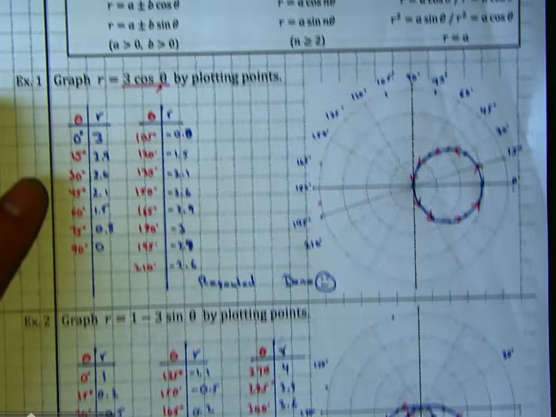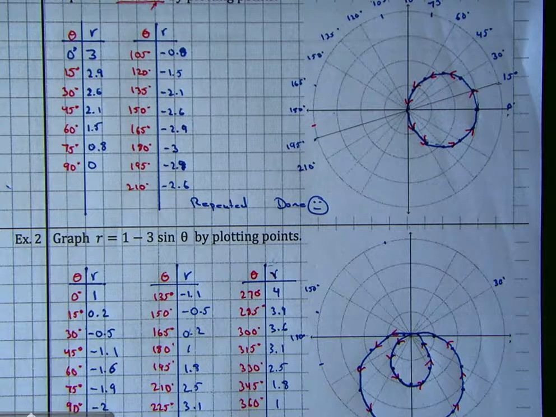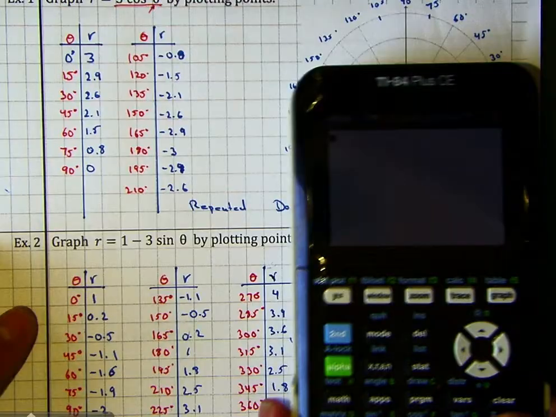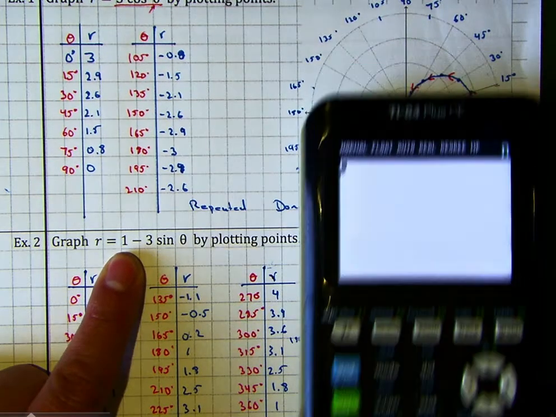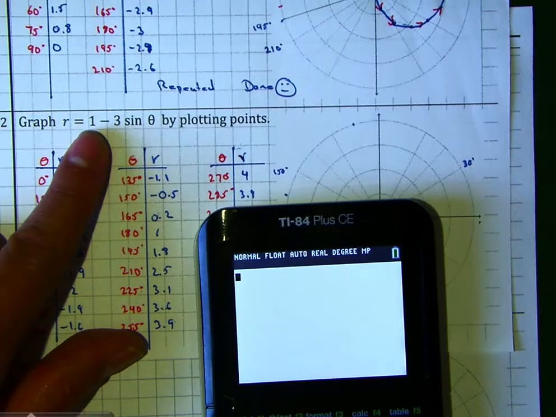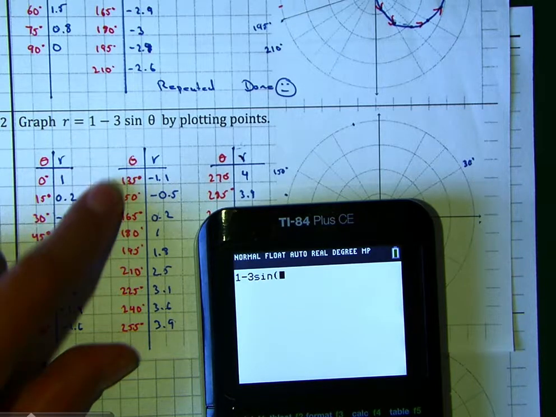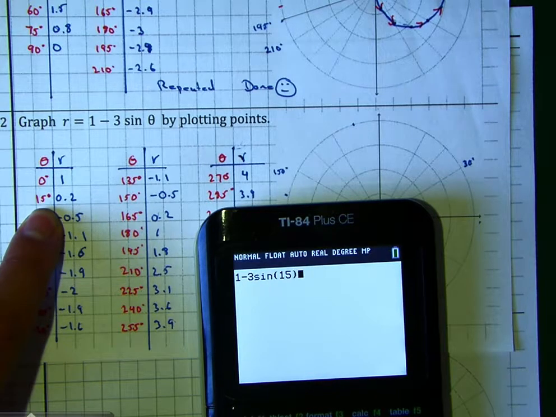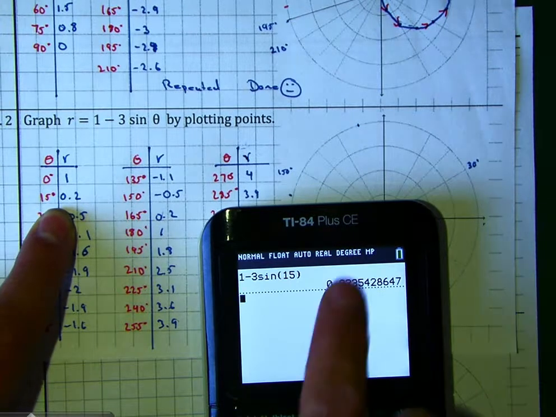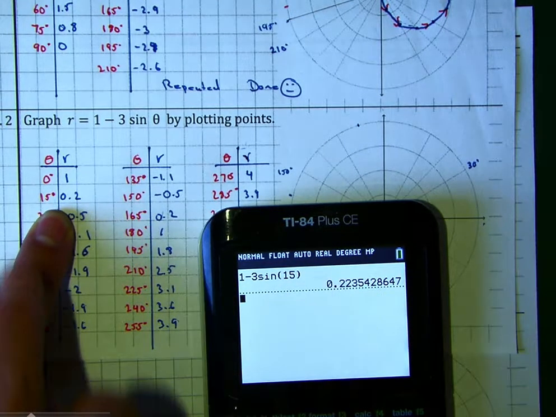And I know that some of you found this very tedious, because you needed to go through the process, and you saw me going through the entire process on your notes. Minus 3 sine of 15 degrees, and I had to make sure that it was on degrees if I was going to use degrees.